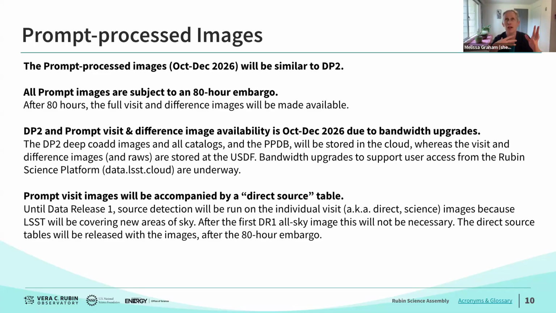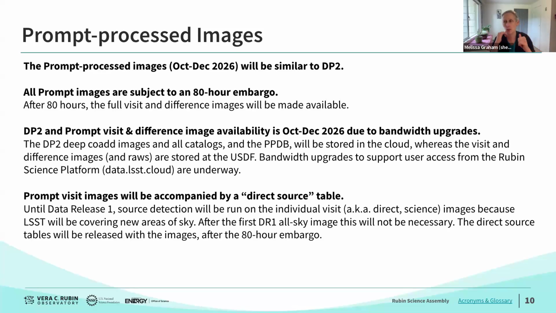So it'll be a region where we get a new visit image, but there's no template, so we can't make a difference image. And if we can't make a difference image, then nothing that's detected in that new area of sky actually makes it into the prompt products database, because the prompt products database is entirely the result of difference image analysis. And so as we are covering new areas of sky, source detection will also be run on the direct images, and those sources will be stored in accompanying tables that are called the direct source table.